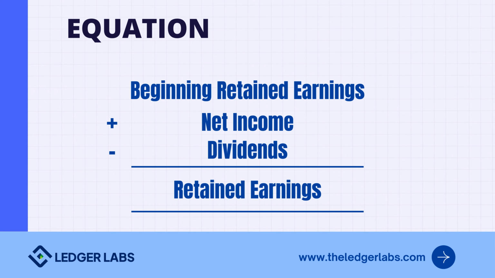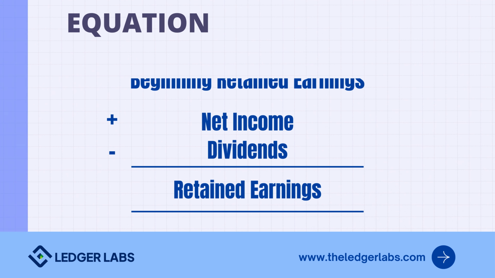Beginning retained earnings are the balance of retained earnings from the previous accounting period. Net income includes all revenues and gains minus expenses and losses for the current period. And dividends are the amount of profits distributed to shareholders.